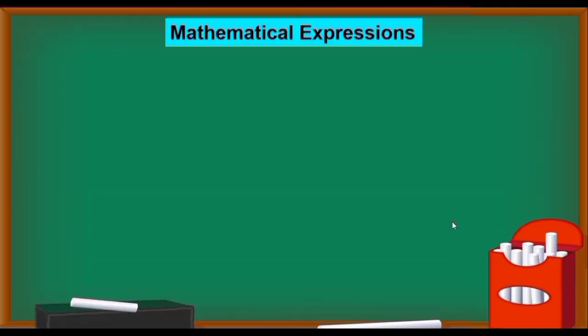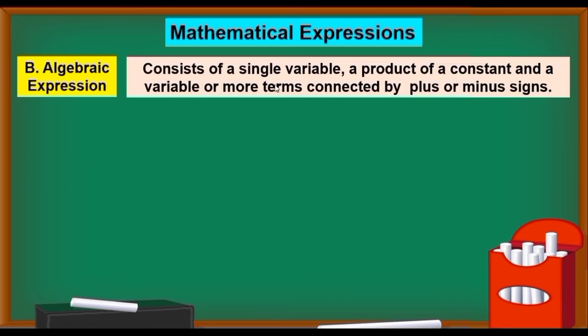Okay? So, let us continue with our mathematical expression, which is the algebraic expression. Sa algebraic expression po, it consists of a single variable, a product of a constant and a variable, or more terms connected by plus or minus sign. So, dito naman po, meron na tayong makikita mga variable o yung mga letters na ginagamit natin from A to Z. Pwede siyang product, ibig sabihin magkasama yung constant at variable. So, kapag ganun po, ang ating operation ay multiplication, na hinahati siya ng plus or minus.